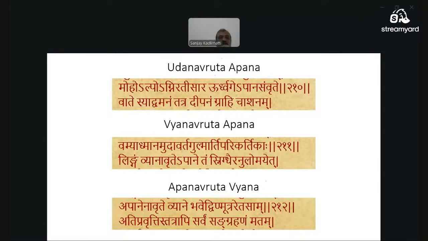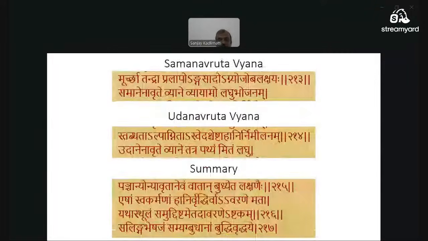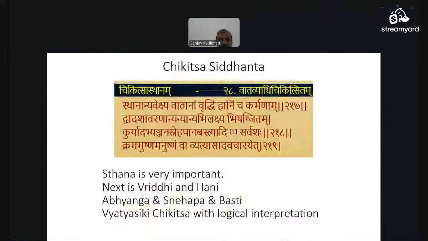So here in this condition you have mental confusion, Alpagni, Atisara, Apana symptoms as well as Udana symptoms. Treatment is Vamanam, because Udana is Urdhvasthanam and it has gone to the Apana place. Apana is doing Avarana. So remove Apana and do Vamana to establish Udana in its own place. Tatra Deepanam Grahi Chashanam. Vamyadbhanam Udavarta Gulmarti Parikartikaha, Lingam Vyanavrate Apane, Snigdhair Anulomayet. So all these are given in the books. You can read it. I want to throw some light on this aspect of Chikitsa Siddhanta.